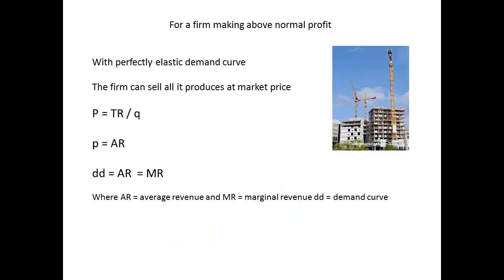A firm earning above normal profit with a perfectly elastic demand curve will sell goods at market price, where price P equals TR, total revenue, divided by Q, quantity. The price P equals average revenue, AR. Since the firm gets a constant price, MR must also be equal to price. So AR is equal to MR. Now let us map this.